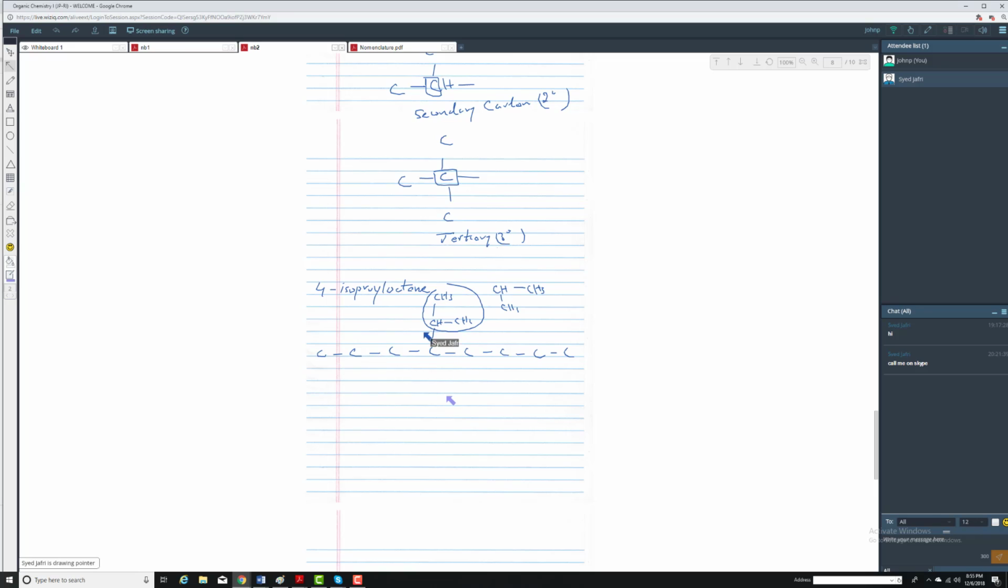We can start numbering from either side. Now we have to fill the hydrogens. Can you tell how many hydrogens we need here? 4 minus 3 is 1, right? So 4 isopropyl. Basically we could begin on any side. 4 would be here, right in the middle.